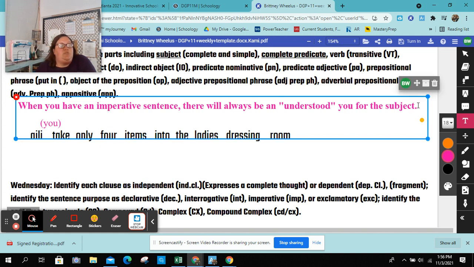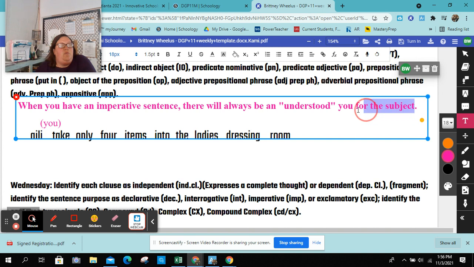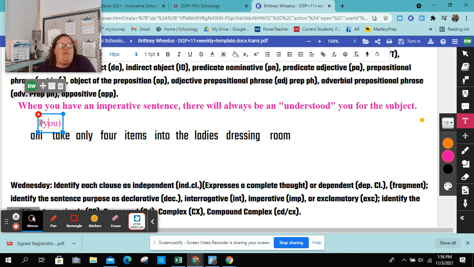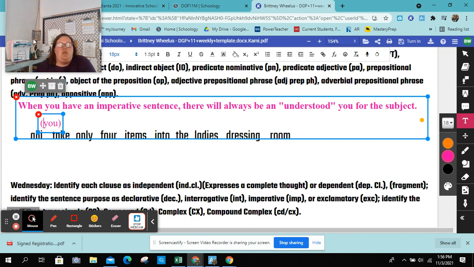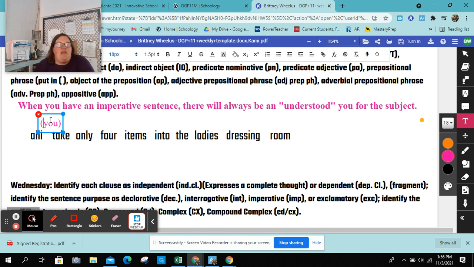Our sentence that we just wrote tells us that you is the subject. So the subject of this sentence right here is going to be what? You. Okay. The simple subject and actually the complete subject.